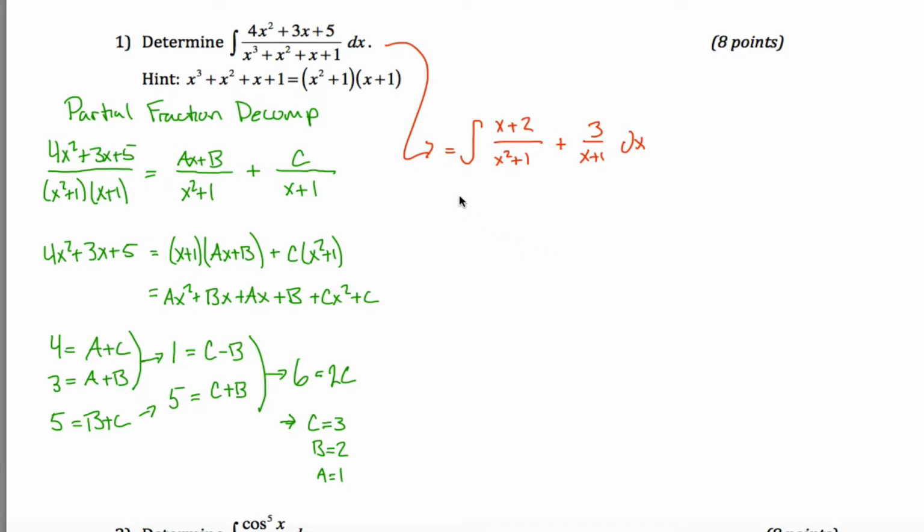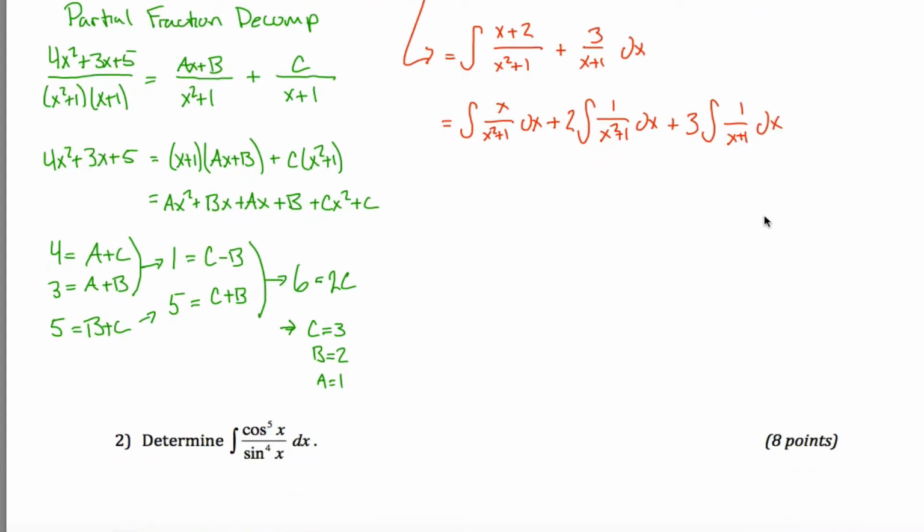And I could take this a step further. I can break this up into x over this stuff plus 2 over this stuff. But if I break this up into x over this plus 2 over this, then I have a sum of 3 things, which I can break up into 3 different integrals. I can call this the integral of x over x squared plus 1 dx, plus the integral of 2 over x squared plus 1 dx, which I could write as 2 times the integral of 1 over x squared plus 1 dx, plus I could factor out this 3 and call this 3 times the integral of 1 over x plus 1 dx. 3 problems. You answer these 3, you're done.